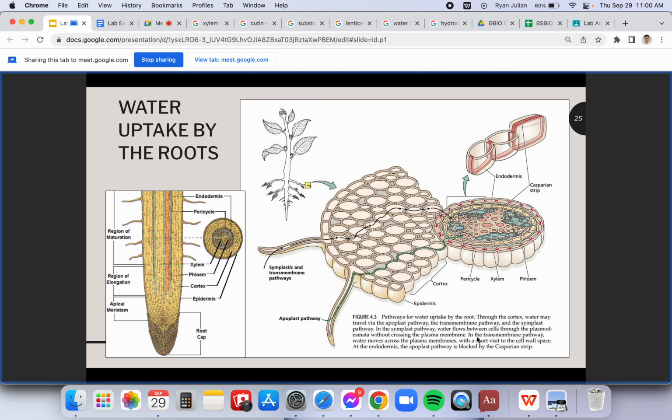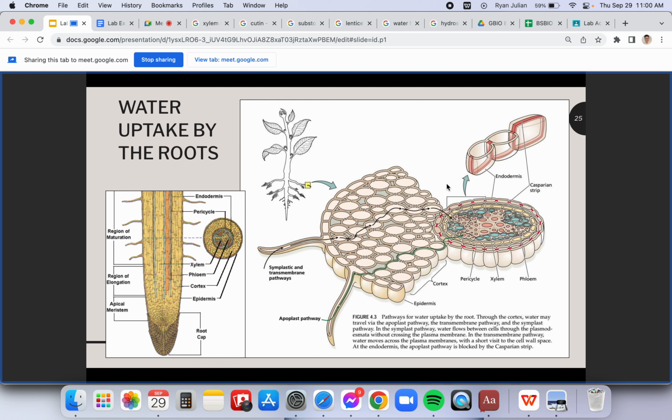Okay. Water flows between cells through the plasmodesmata without crossing the plasma membrane, and in the transmembrane pathway, water moves across the plasma membranes with a short visit to the cell wall space, which is right over here. You can find both xylem and phloem in the cell wall space. And at the endodermis, which is exemplified on this cross section, the apoplast pathway is blocked by the Casparian strip, which is located at the medial portion of the endodermis.